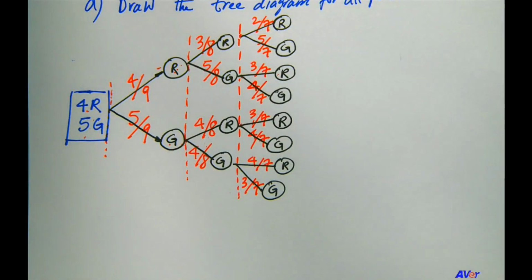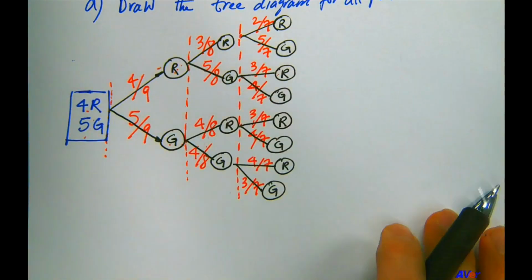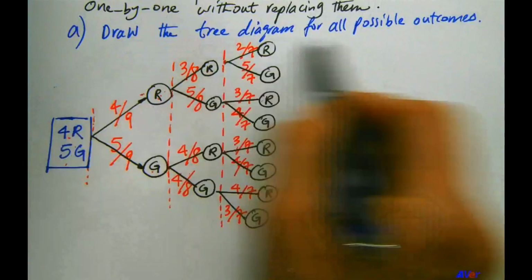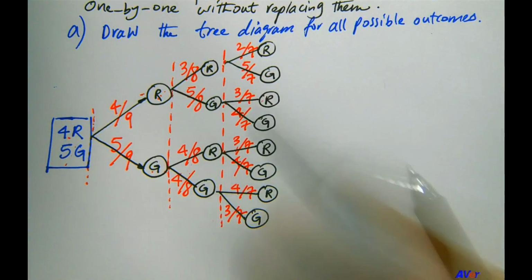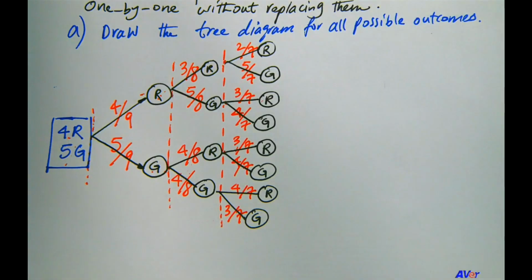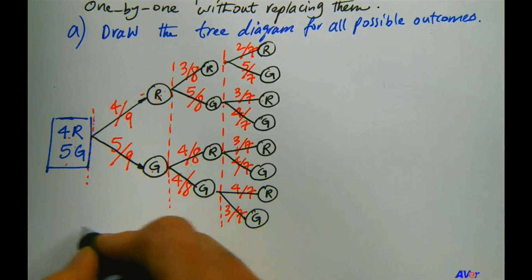Okay. Now, after placing the branch probabilities on all of these branches, our tree diagram is in fact complete. So this is a complete tree diagram. Okay, so that's that. And it says, draw the tree diagram for all possible outcomes. So let's write down the sample space anyway. Right? Let's do that anyway.